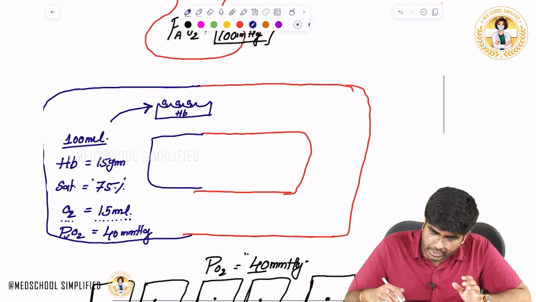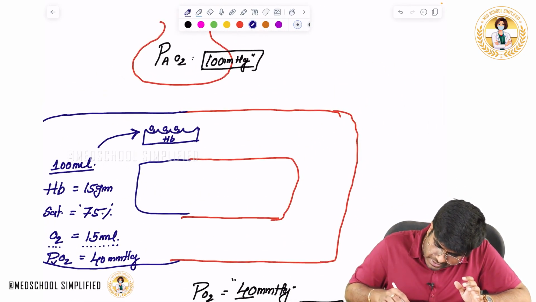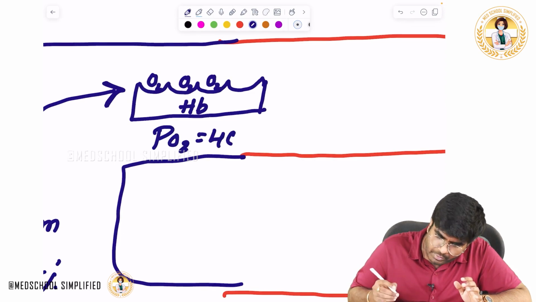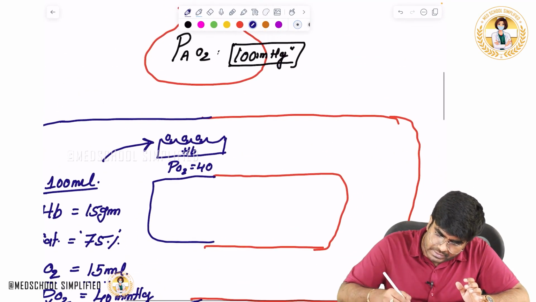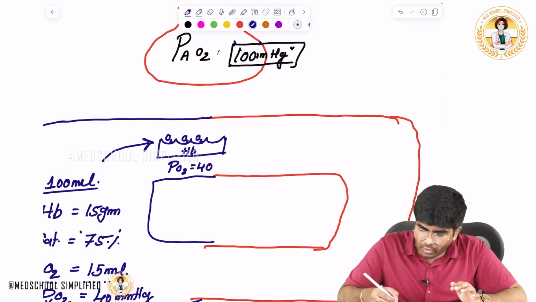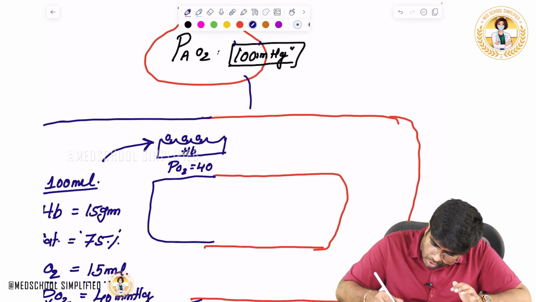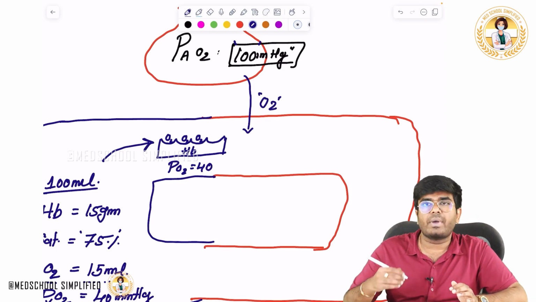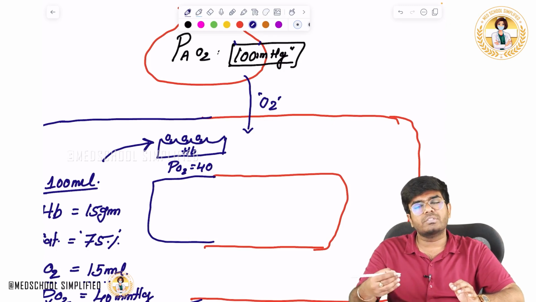Now what about the partial pressure of oxygen here? The partial pressure of oxygen in the venous blood is 40 mmHg. Here it is 100 mmHg. So what happens? Immediately oxygen will diffuse into the pulmonary capillaries from high partial pressure to low partial pressure. Oxygen is going to diffuse.